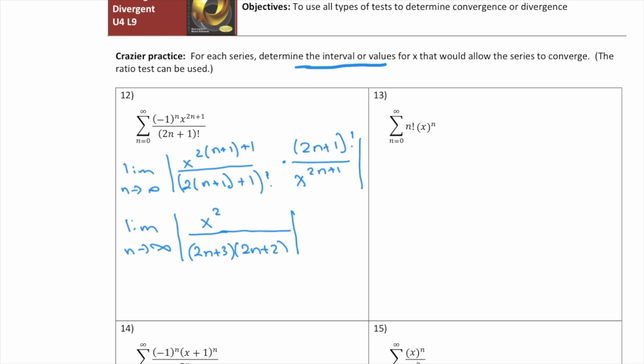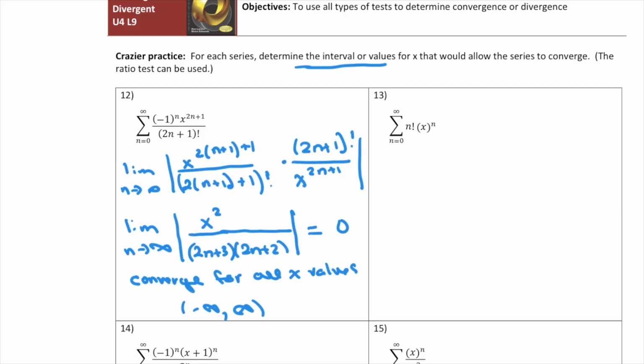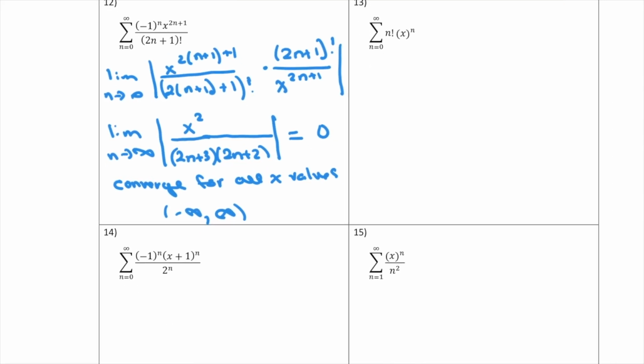We will next take the limit as n goes to infinity, and as n goes to infinity, we get 0. And what that tells us is that we will converge for all x values, and that means your interval of convergence goes from negative infinity to positive infinity. Don't forget, for questions 13, 14, and 15, you do need to check your endpoints.